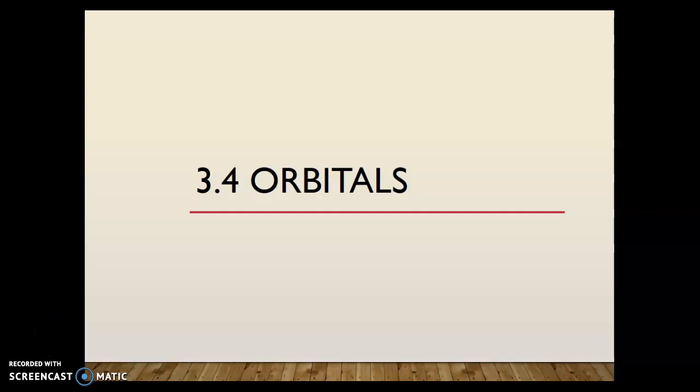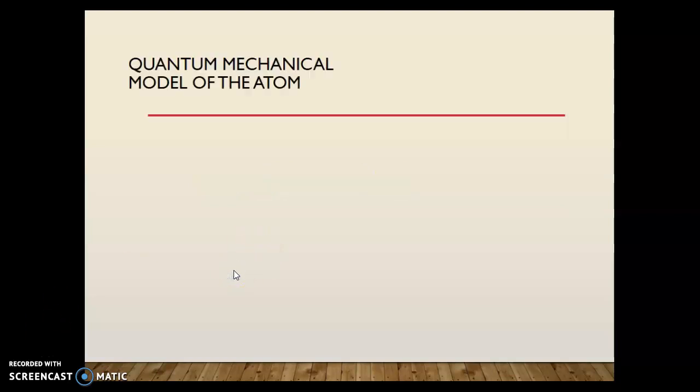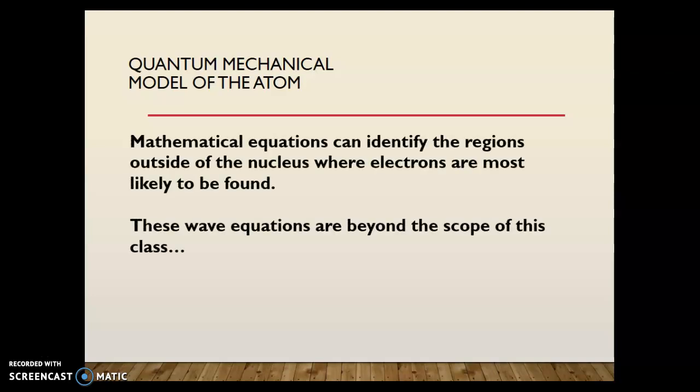Okay, here's our 3.4 lesson on orbitals. Let's go back to the quantum mechanical model of the atom. We talked about this when we talked about Schrödinger and Heisenberg back in Unit 1, and we said that there are some mathematical equations that can identify certain regions where we are most likely to find an electron. And remember the example where I said you're most likely to find me in the front of the classroom? In the same way, electrons are most likely to be found within these shapes.